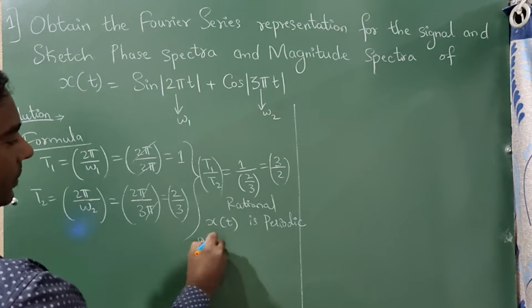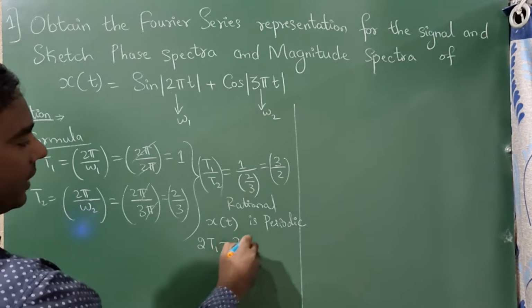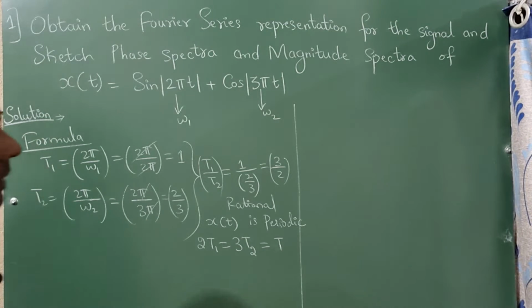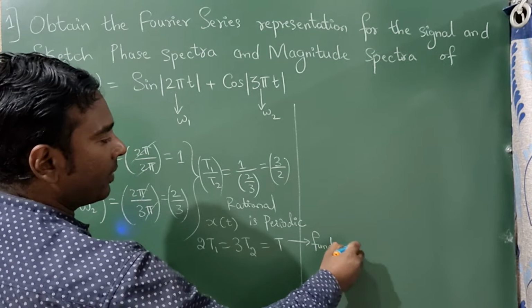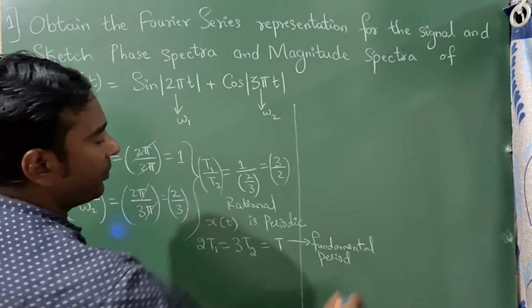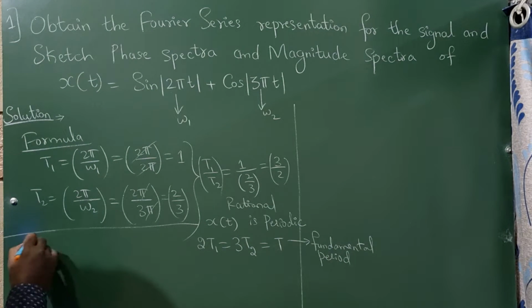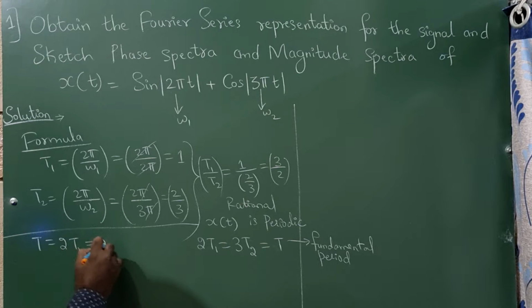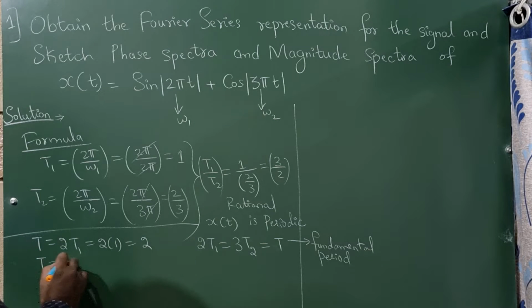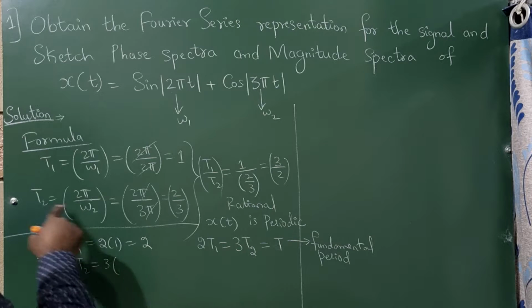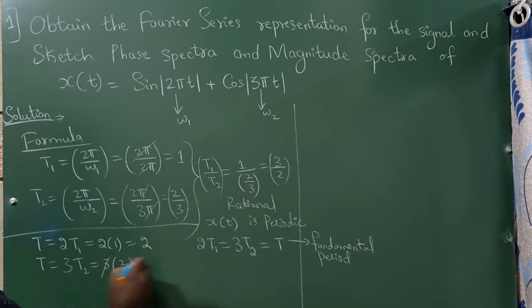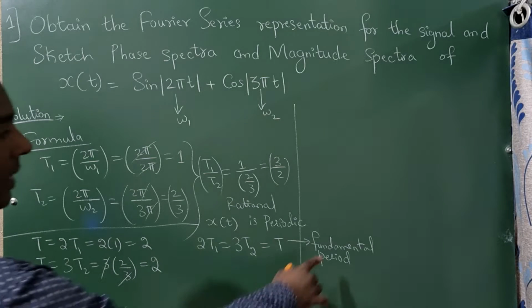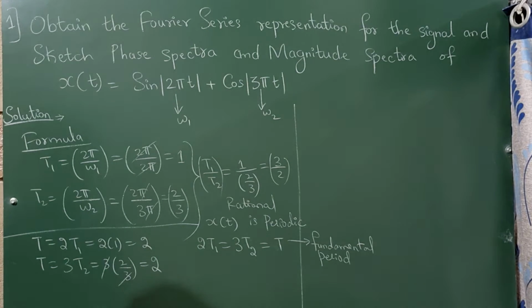So 2 into T1, and next this will be 3 into T2. Assume that T means the fundamental period. Now T is equal to 2 T1. What is the T1 value? 2 into 1 is 2. Again T is equal to 3 T2. What is the T2 value? It is 2 by 3, so 3 into 2 by 3, again the answer is 2. It means that the fundamental period T value is 2.